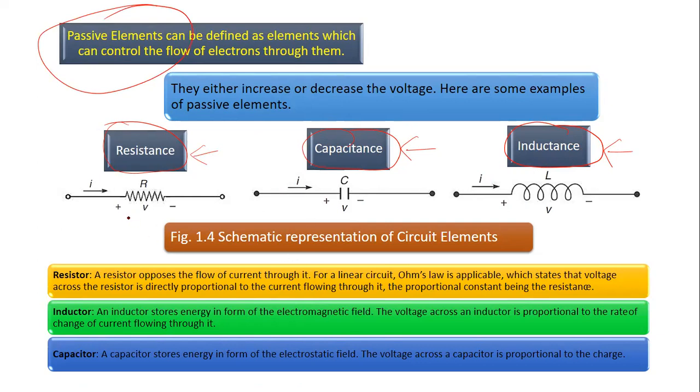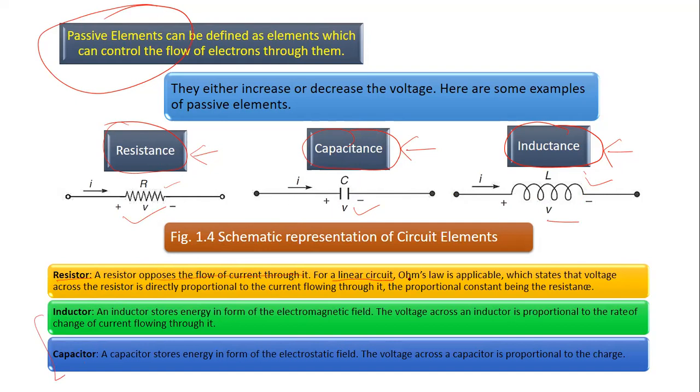These are the schematic representations. A resistance symbol is represented like this, a capacitor is represented with two parallel lines, and an inductor is represented as a coil. We all know what is a resistor, an inductor, a capacitor, what is resistance, capacitance, inductance. These are linear elements, though the inductor and capacitor show a little bit of non-linearity also. A resistor opposes the flow of electric current through it.